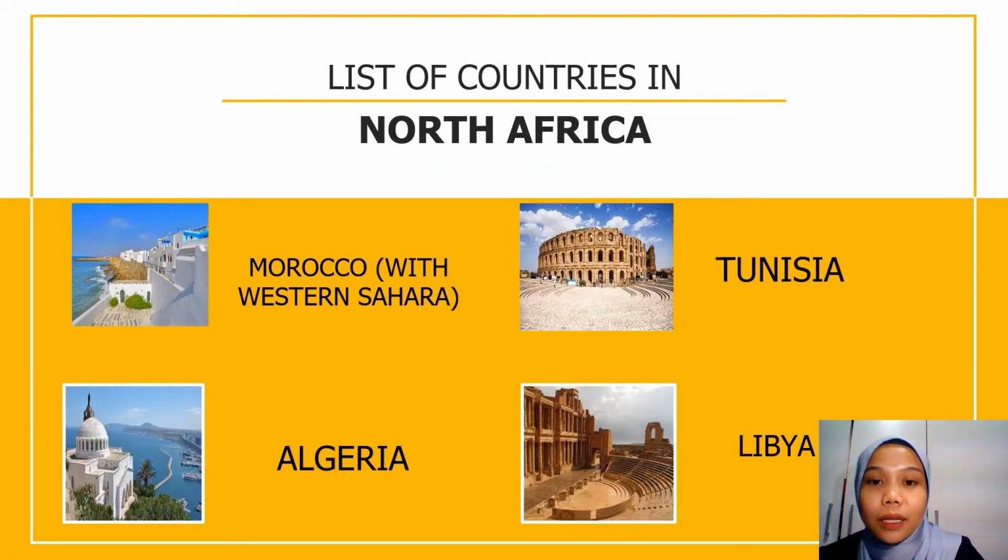Now let's talk about the list of countries in North Africa. The four countries of North Africa are Algeria, Libya, Morocco, with Western Sahara, and Tunisia, each with differing population sizes. Over 80% of Algeria's and Libya's territories are desert, but Morocco and Tunisia do not extend so far into the arid Saharan environment. The northern parts of Morocco, Algeria, and Tunisia are dominated by the Atlas Mountains, and the area is known as the Maghreb.